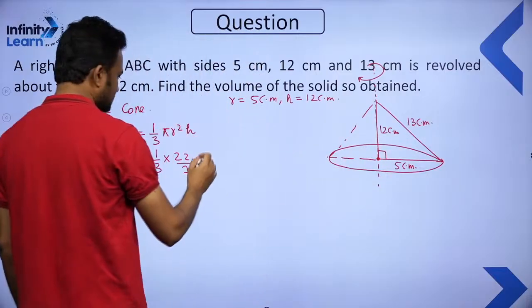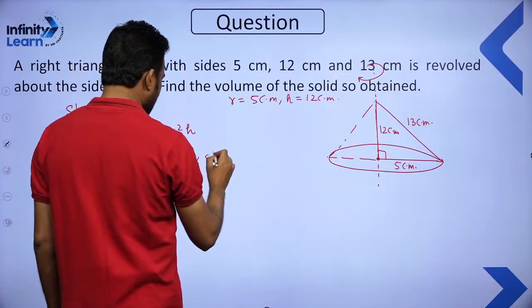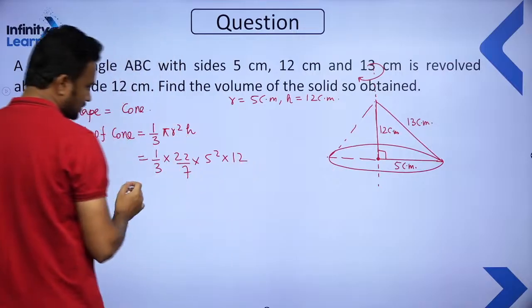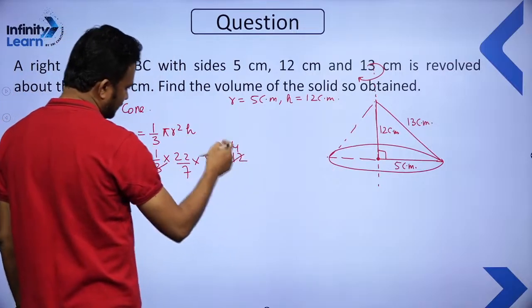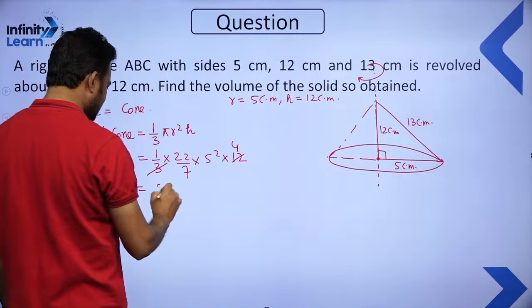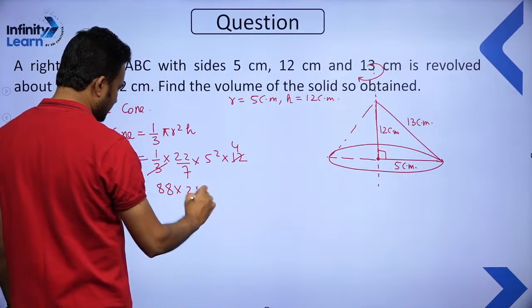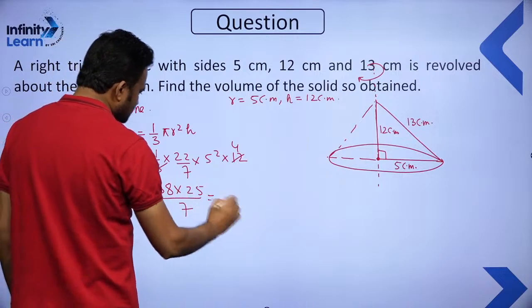Let us put the values. So 5 square into 12. So 3 4s are 12. 4 into 22 is 88. 5 square is 25 divided by 7. So let us multiply this.